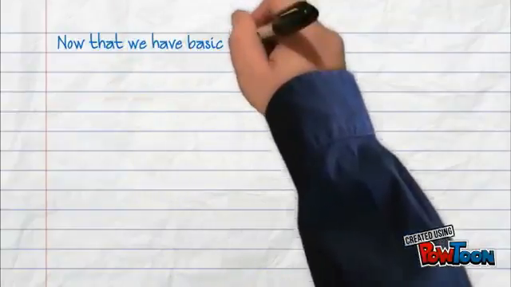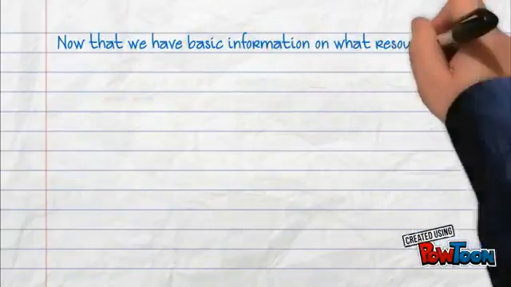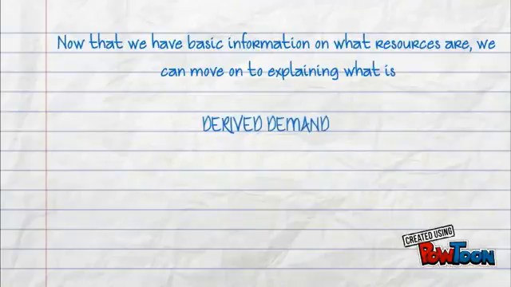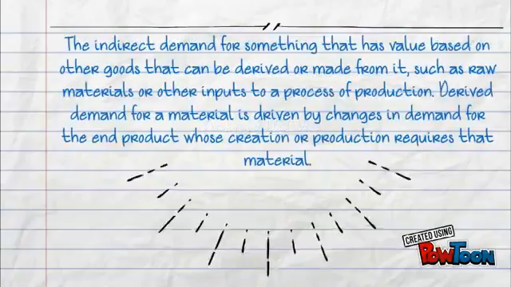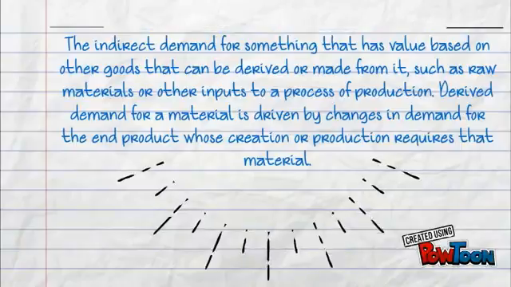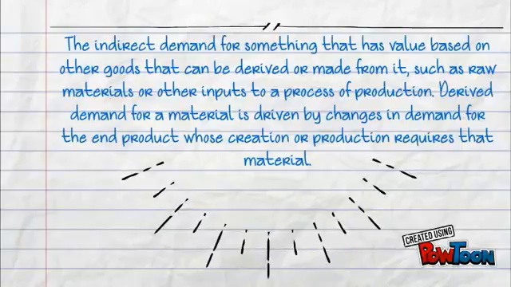Now that we have basic information on what resources are, we can move on to explaining what is derived demand. Derived demand is the indirect demand for something that has value based on other goods that can be derived or made from it, such as raw materials or other inputs to a process of production. Derived demand for a material is driven by changes in demand for the end product whose creation or production requires that material.